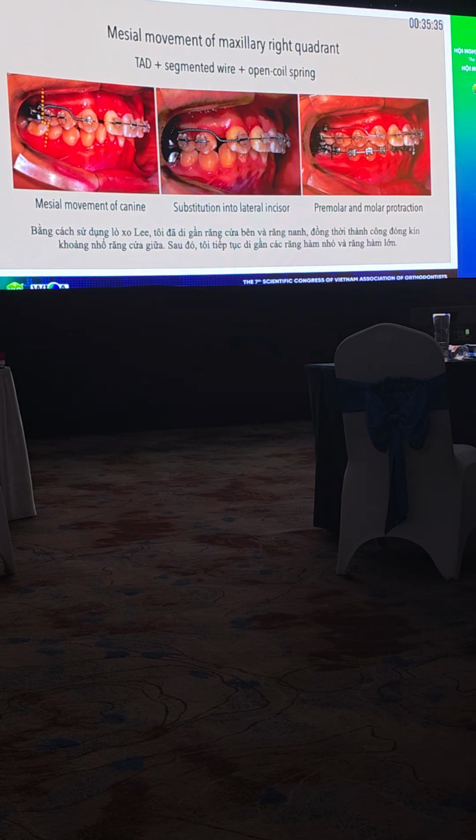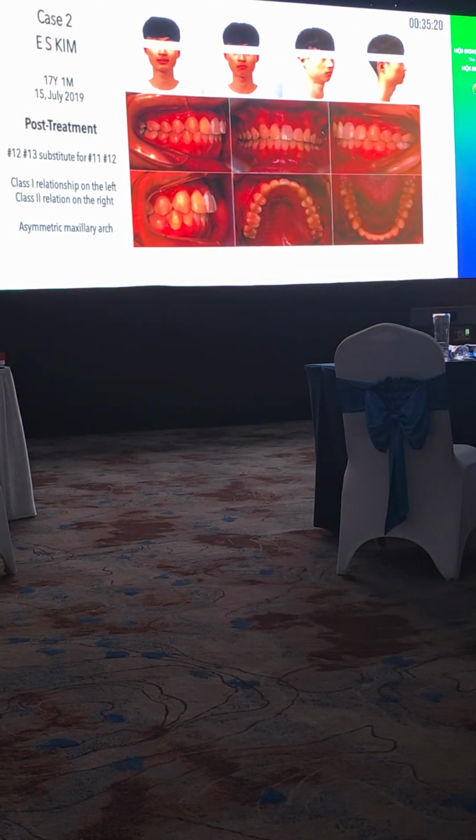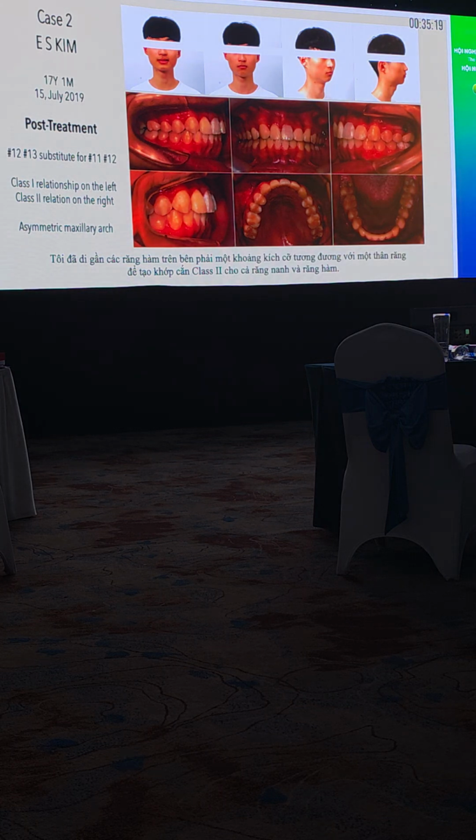Employing the wrist spring, I moved the lateral incisor and canines medially and successfully closed the extraction space of the central incisor. Subsequently, I advanced the premolar and molars medially. I protracted the upper right teeth by 1 tooth size to form class 2 canine and molar relationships.